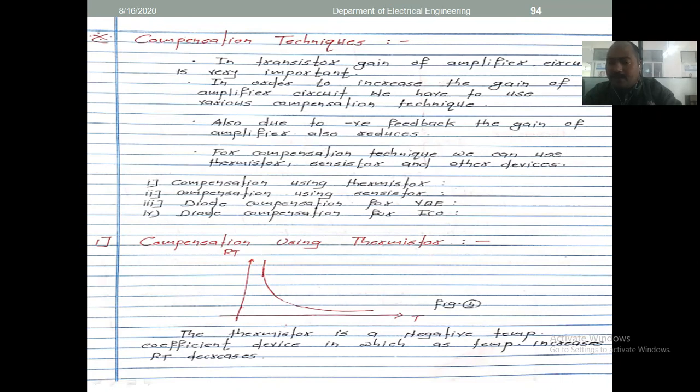Why? Because see, when we apply the input, one input is applied, we get the output, there should not be no amplification, so it is not acceptable. So increasing the gain is an important factor with respect to your transistor. For increasing the gain, different compensation techniques have to be used.